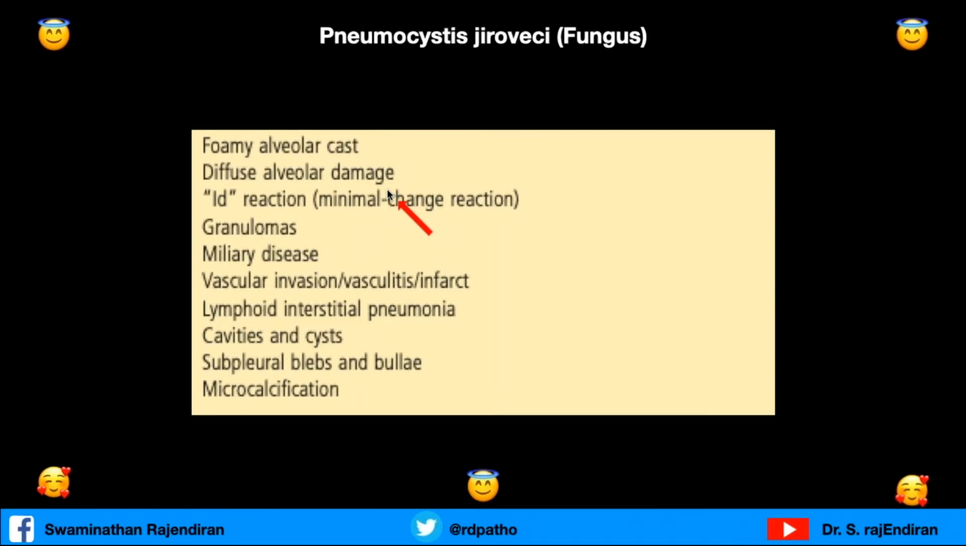When I checked yesterday, it is a fungus. Between fungus and parasite, it keeps on traveling, but today it is a fungus. Pneumocystis jirovecii. It may form foamy alveolar casts, diffuse alveolar damage, miliary disease, cavitary disease, but predominantly it presents with foamy alveolar casts.